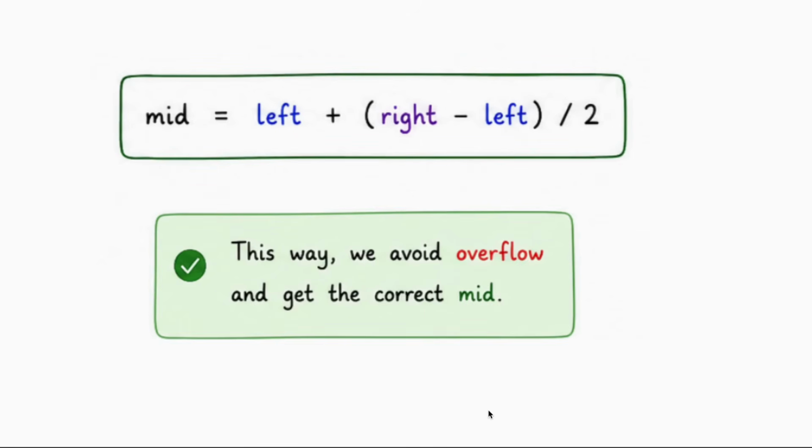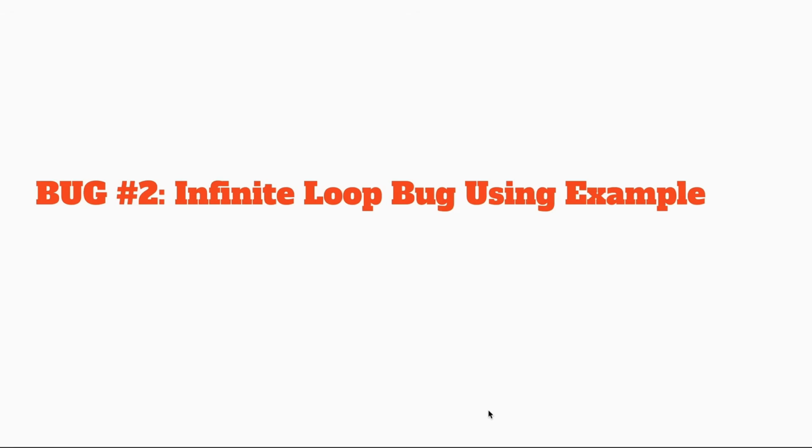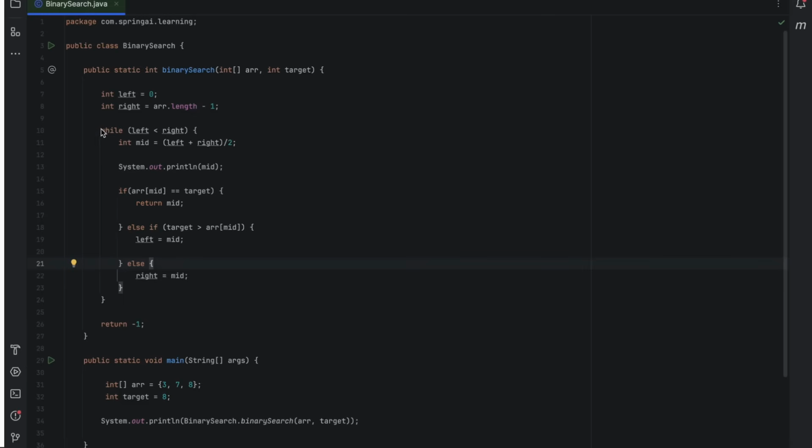So the second bug I have seen in binary search implementation is infinite loop, right? I have taken many interviews and I have seen a lot of developers make this mistake.